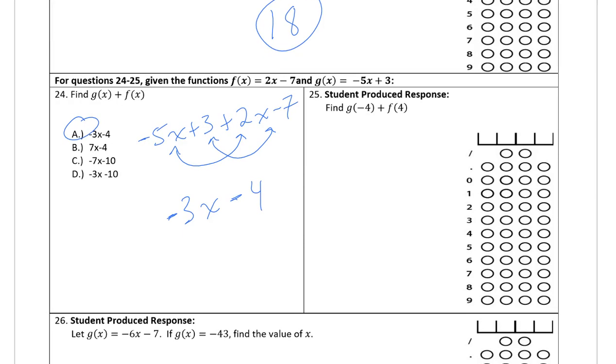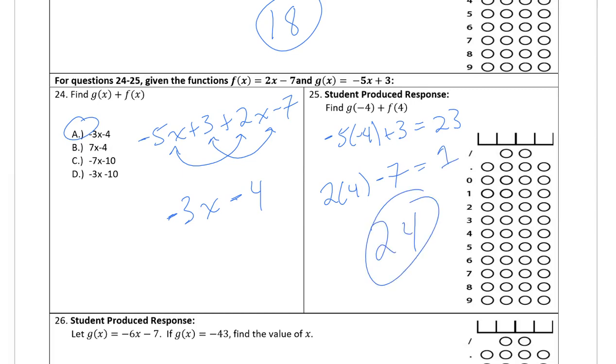Here, again, I would suggest doing these two independently and then adding them together at the end. So let's figure out g of negative 4. So for this one, it would be negative 5 times negative 4 plus 3. Evaluating that, that would be positive 20 plus 3 gives me 23. F of 4. So I'm going to use my f equation here and plug in 4. So 2 times 4 is 8, minus 7 is 1. So when I add these two together, I would get 24.